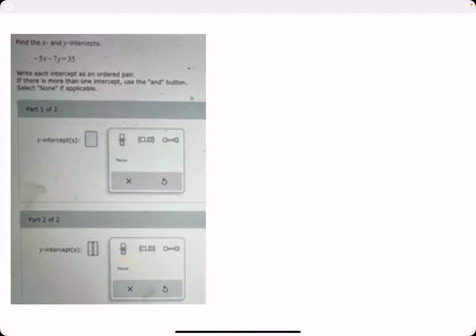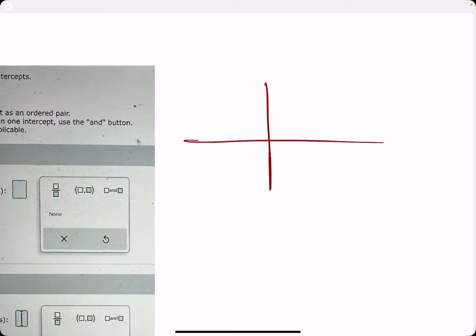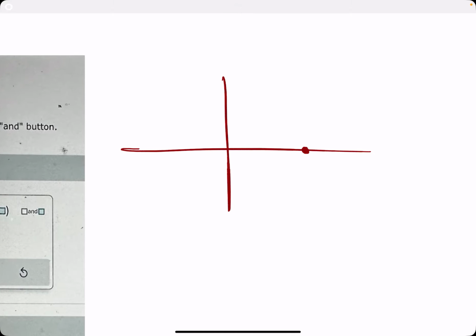Ending with number 8, find the x and y-intercepts. Write each intercept as an ordered pair. Okay. When you think about a graph, when you think about an x-intercept, it's some x value, but what is the y value always? 0. The y value is always 0 for x-intercepts.